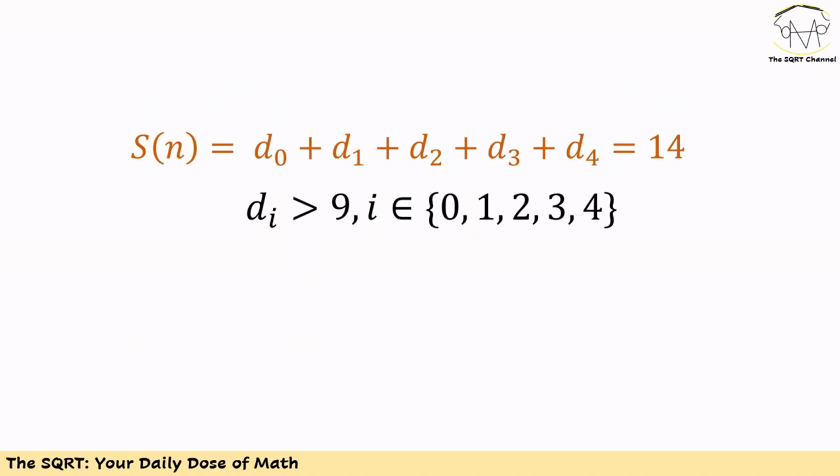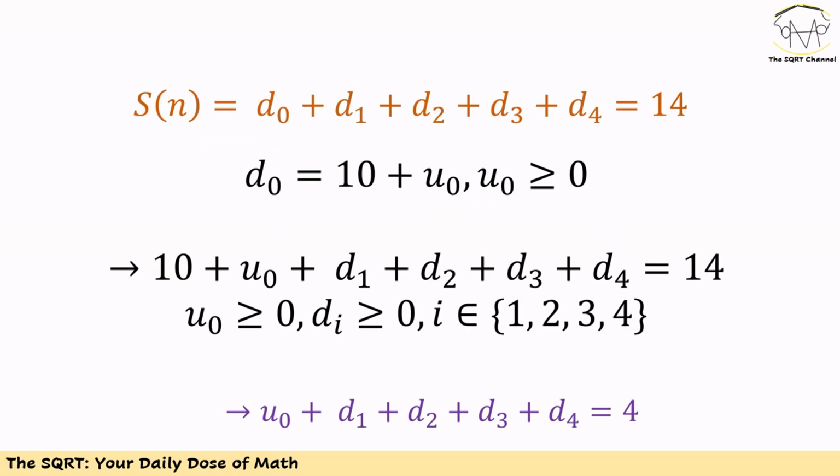Let's review how many cases we have where di for i equal to 0, 1, 2, 3 or 4 can be greater than 9. The minimum value that we have here is going to be 10 under this case. If one of the numbers is going to be 10, others cannot be more than 4. So we need to rewrite the equation to meet this condition. Here we are going to use a new notation to simplify the expression. Let's assume that d0 is at least 10.